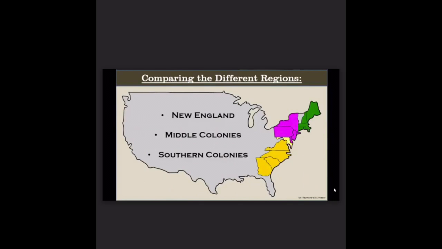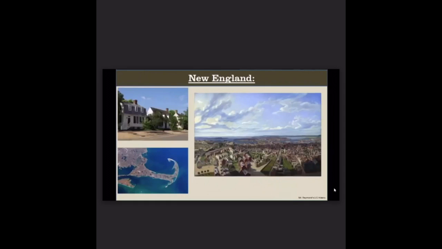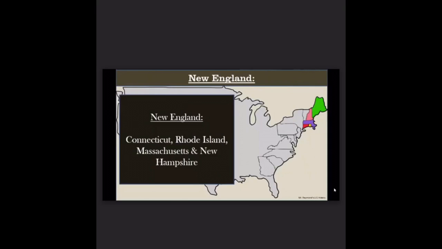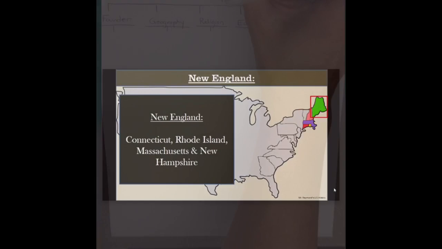So when talking about the different regions of colonial America, we divide the colonies up into 3 sections: New England, the Middle colonies, and the Southern colonies. So let's start to the north in New England. New England consists of Connecticut, Rhode Island, Massachusetts, and New Hampshire. There was no Vermont yet, and Maine at this point was considered part of Massachusetts.